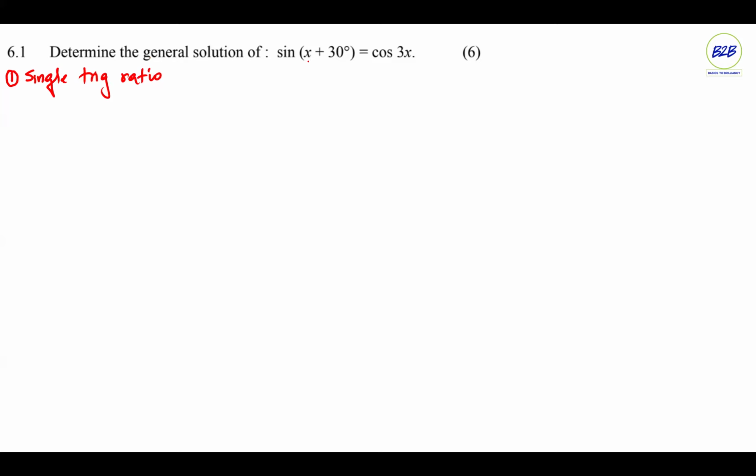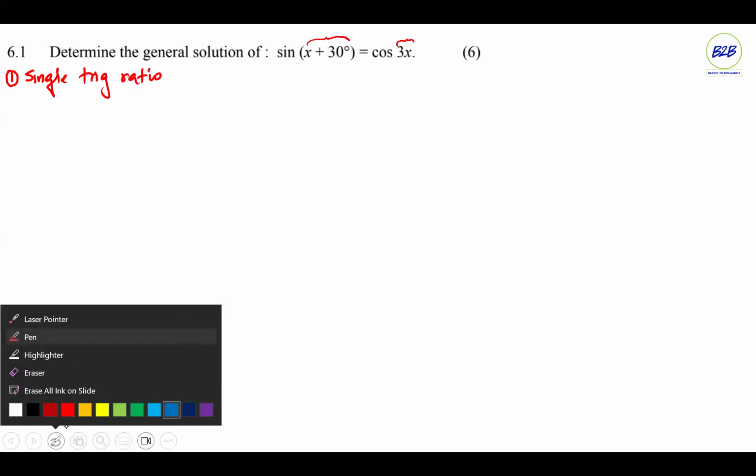We have sine of x plus 30 degrees equal to cos 3x. I think you can tell that x plus 30 degrees is a bit more complicated than 3x. So we can take 3x to convert. We can take cos 3x to convert. So what was cos 3x?